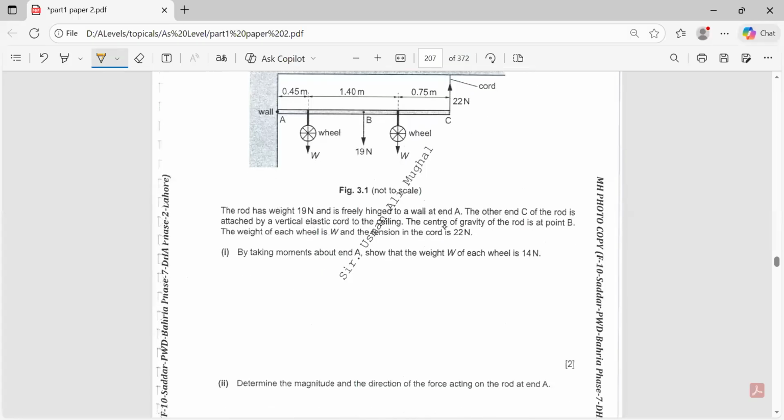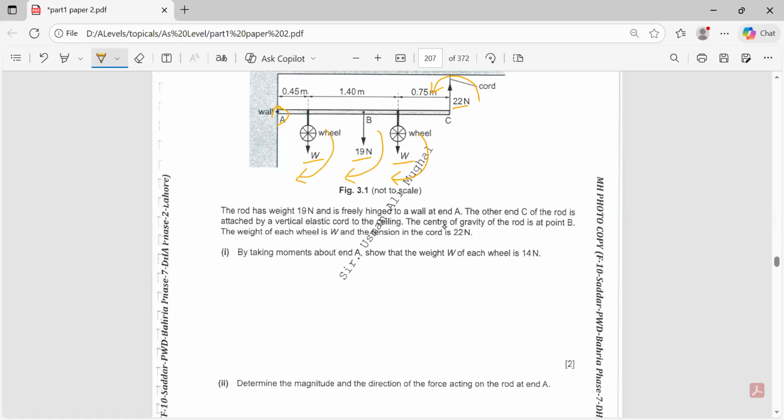So by taking moments about point A, this A will be your pivot point. First of all, we will notify how many forces are there. There is one force, second force, third force, and fourth force. So these are the four forces we will be having. Now we will be watching how many clockwise and anti-clockwise moments we are going to have. Due to this, there is an anti-clockwise moment, then there is a clockwise moment, there is a clockwise moment, and due to this, it's a clockwise moment.